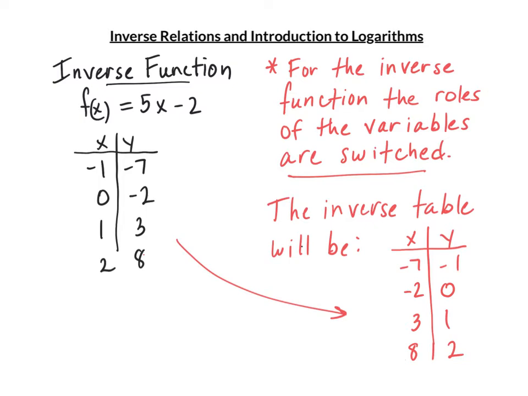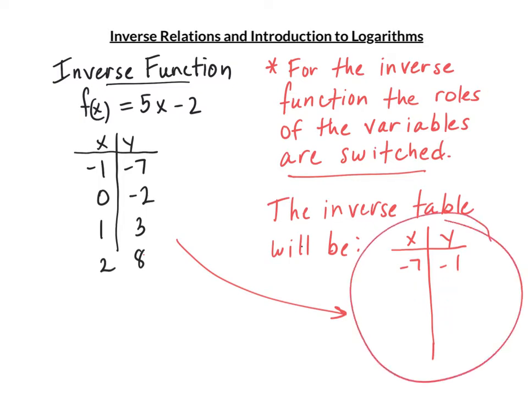For the inverse function, the roles of the variables get switched. The input becomes the output, and the output becomes the input. In other words, x becomes y, and y becomes x. The inverse table then would look like this. Notice that all the y's became x's in the inverse function, and all the x's became y's.